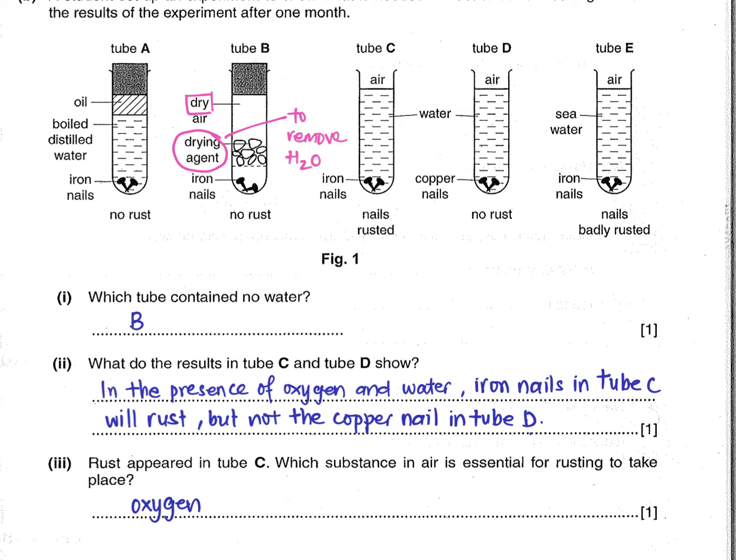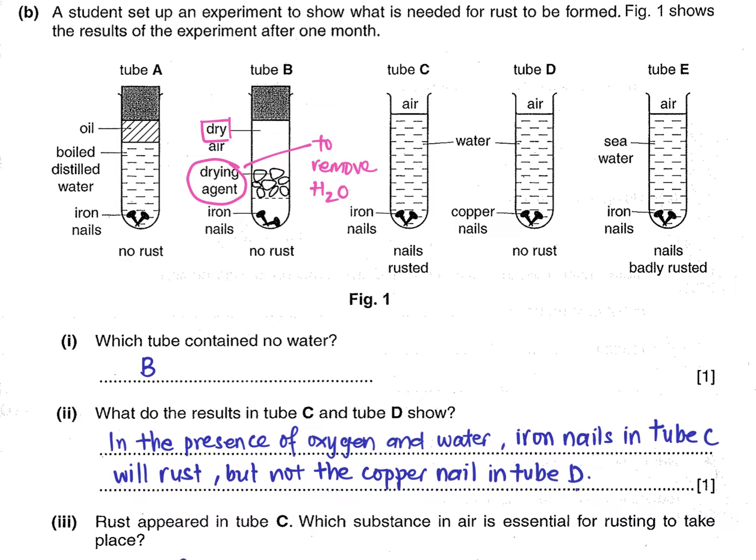What is absent in boiled distilled water? Do you all remember? Boiled distilled water has what missing? You know when people change a fish tank, they don't boil the water, they leave the pail of water overnight. What happens if they boil the water and change the water? What happens to your fish? Why die? When you boil the water, you remove oxygen. So boiled distilled water has no oxygen. So for tube A and tube B, you have a missing condition and therefore your iron will not rust.